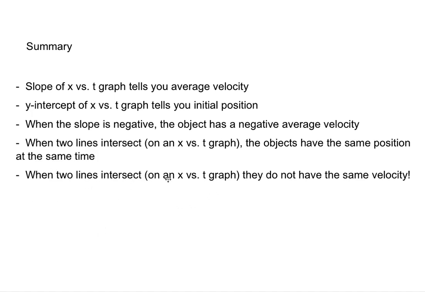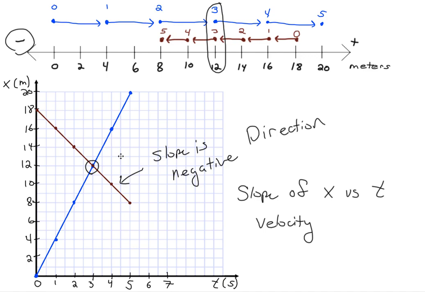If two lines intersect on a position versus time graph, that does not mean that they have the same velocity. Go back to both of these examples. Just because they have the same position at the same time, that doesn't mean they have the same velocity. It just means they have the same position. Over here at this time, these slopes are different. These objects are traveling at different velocities and different speeds. So don't think just because these graphs intersect that they're traveling just as fast. The objects have different speeds at that time.